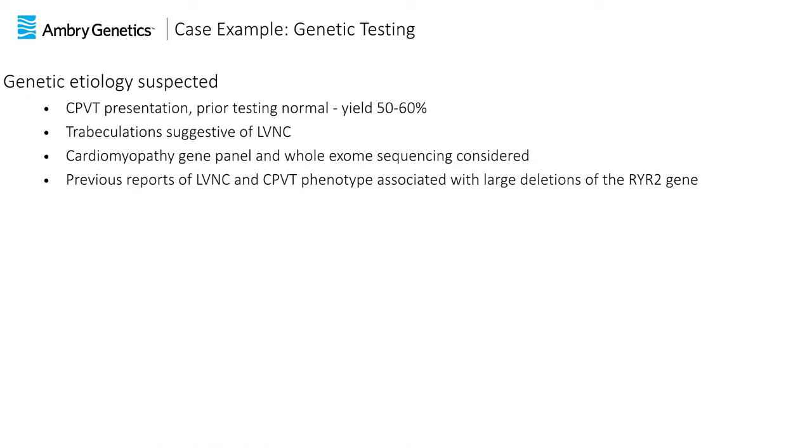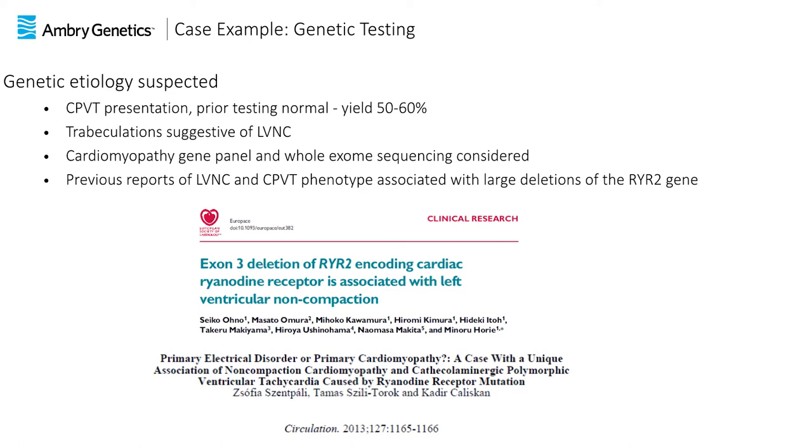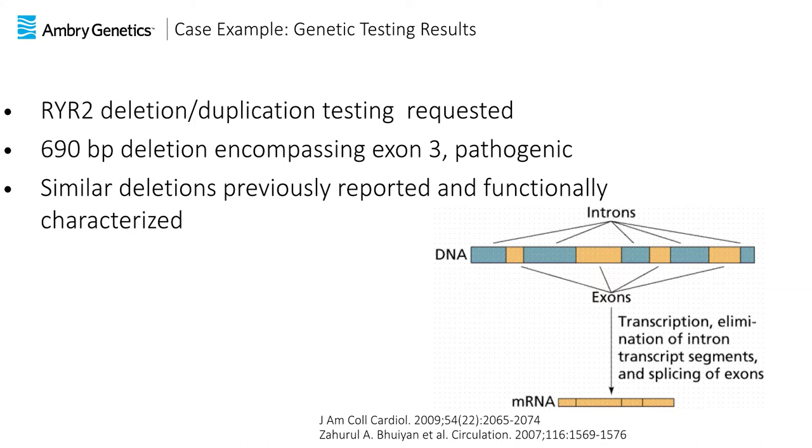I've included a couple of the nice papers here that have outlined the association of RYR2 deletions with a CPVT and cardiomyopathy phenotype. So we requested deletion duplication testing of the RYR2 gene, and the results came back positive. What we found was a 690 base pair deletion that encompassed exon 3. It was interpreted to be pathogenic. Similar deletions had been previously reported and functionally characterized by both the laboratory and in the literature.